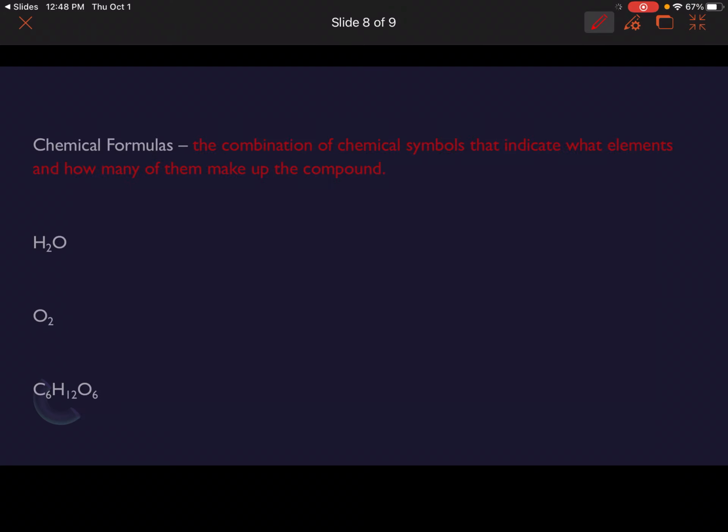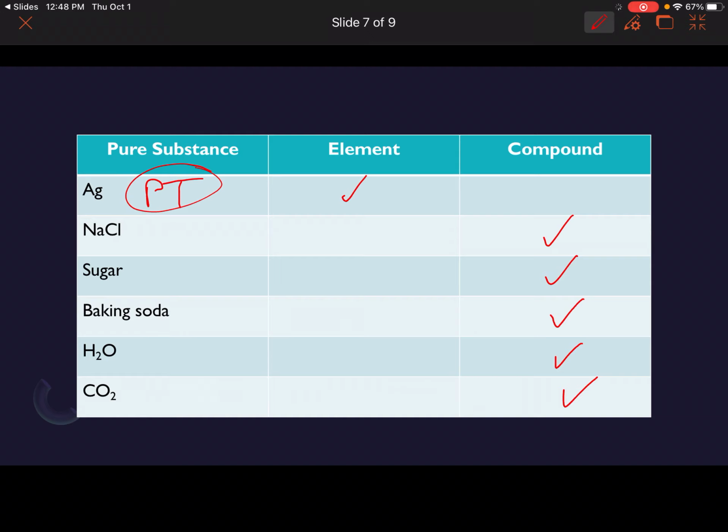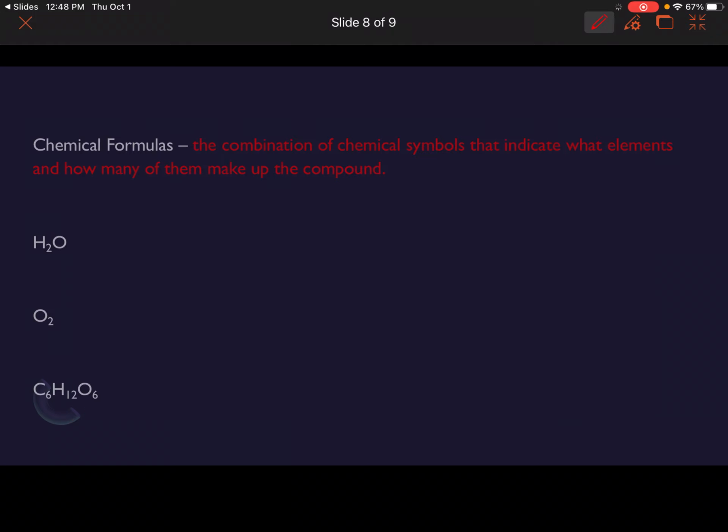Okay, so chemical formulas. The combination of chemical symbols that indicates what elements and how many of them make up the compound. So we're used to seeing these in our life, like these ones people tend to know right away. Salt actually is one that people often know as well. So we're just going to go through here and indicate what makes up each of these. So first of all, we have H2O. So what do we have? We've got 2 hydrogens and 1 oxygen. Okay, so let's actually write the whole things out.